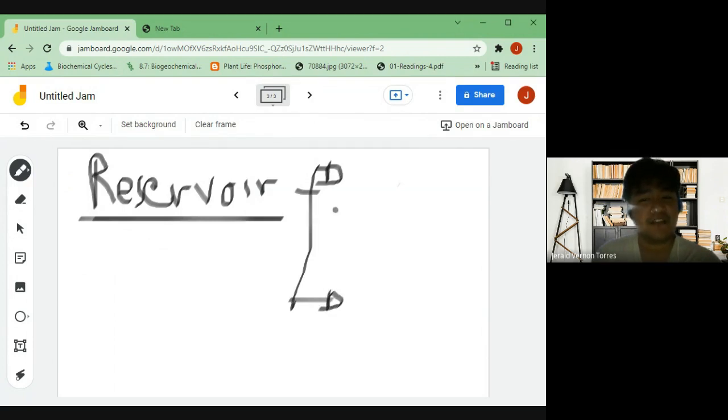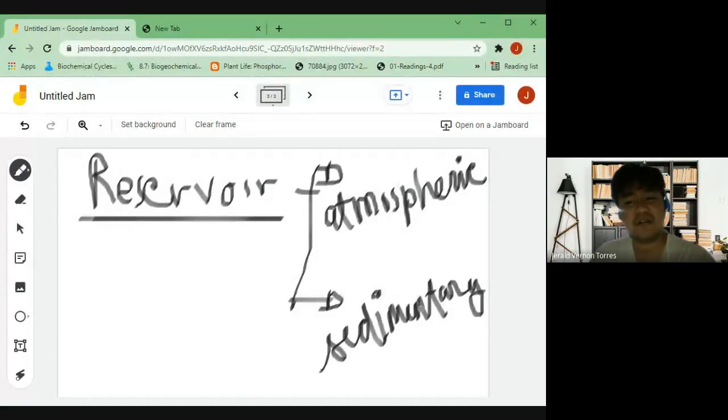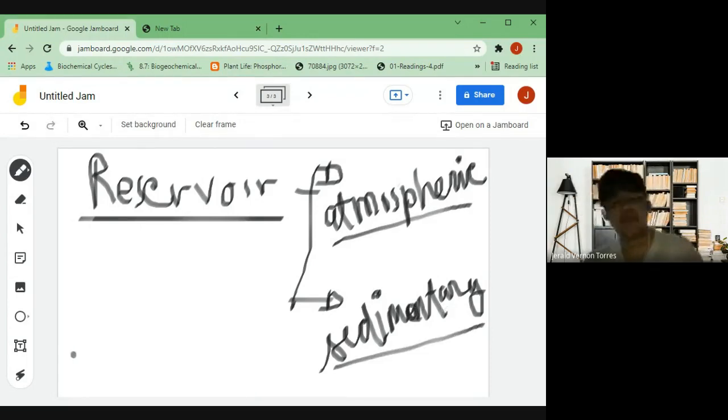Meron tayong biogeochemical cycle na tinatawag nating atmospheric cycle. At meron ding tinatawag nating sedimentary cycle. So anong pagkakaiba ng atmospheric cycle and sedimentary cycle? So magkaiba sila ng reservoir.